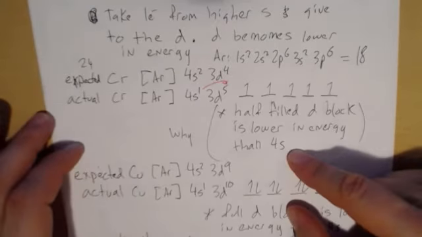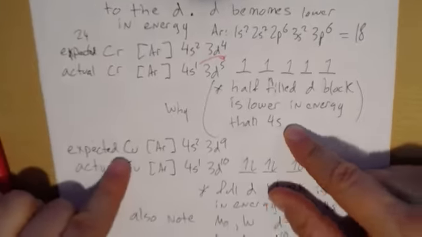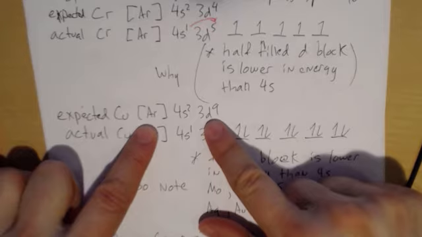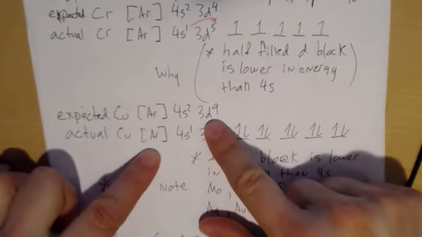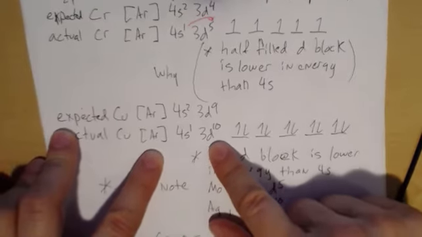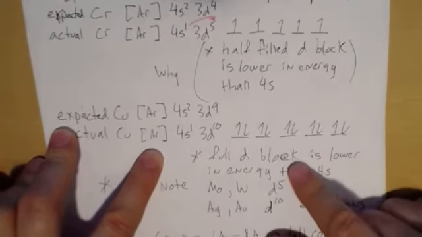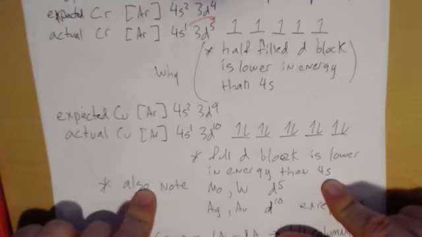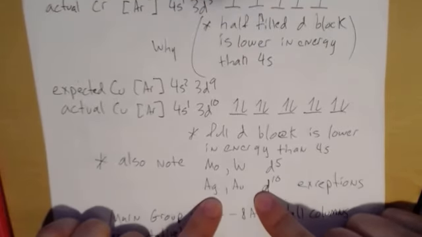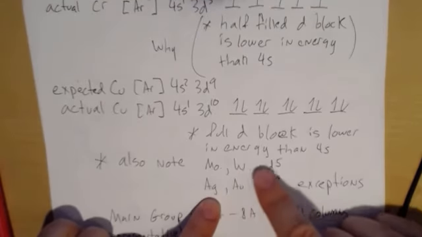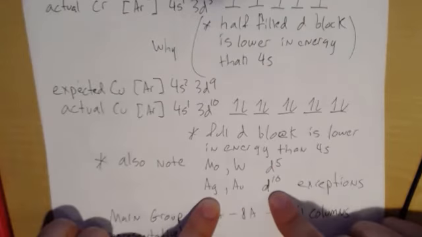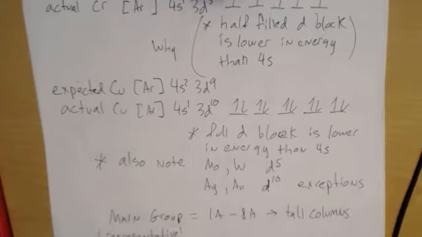So that's the explanation. Copper has a similar motif. This is the expected electron configuration of copper, 4s2 3d9. Actual, again, steals 1 from the S, gives it to the D, and you get a full D block. The full D block is lower in energy than the 4s. Also note that elements below them in the same group do the same thing. So molybdenum, tungsten, we would expect to be d5. Silver and gold we expect to be d10 exceptions, right?